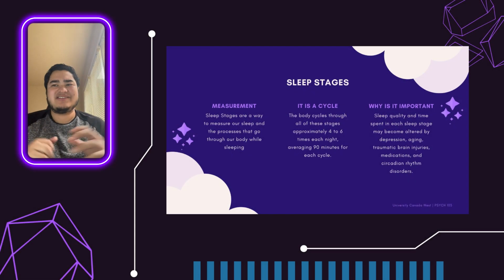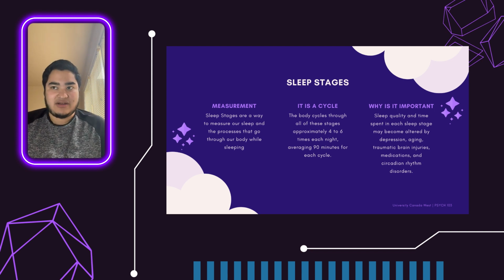So, what are sleep stages? Sleep stages are just a way to measure how our brain behaves during our sleep. Our body as well reacts differently throughout each sleep stage. This is being measured by the level of electricity and electrical waves going through our brain.